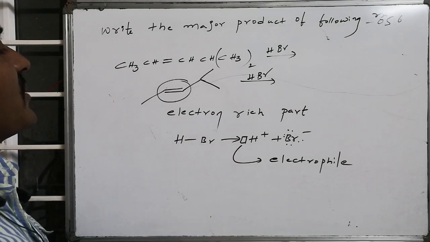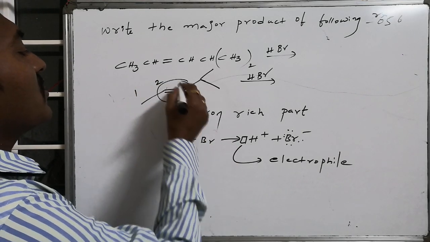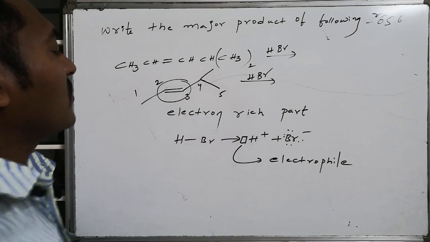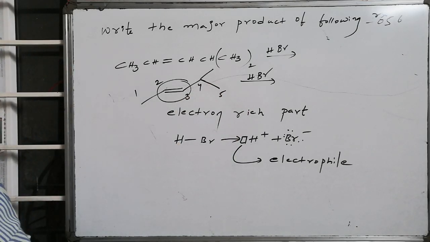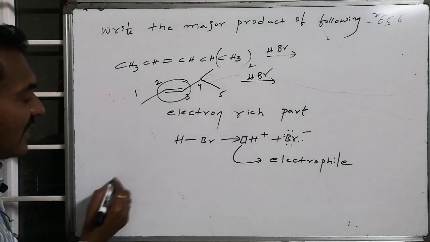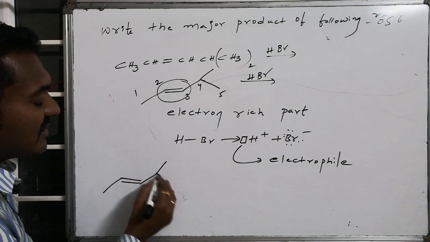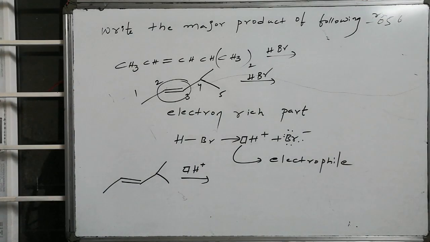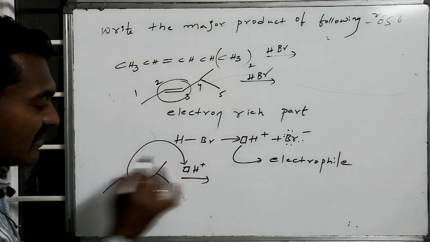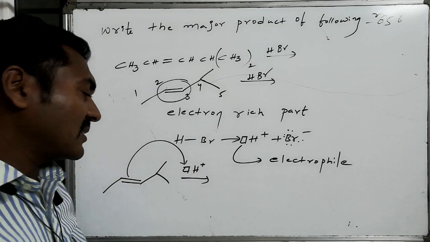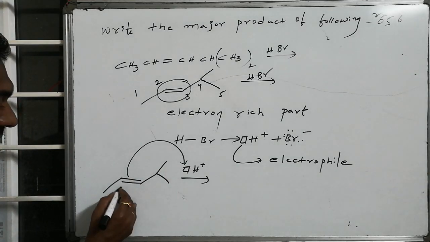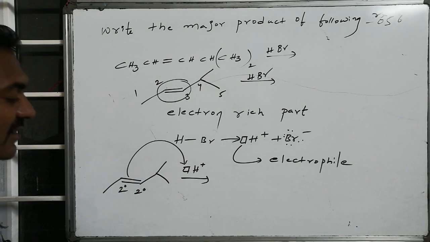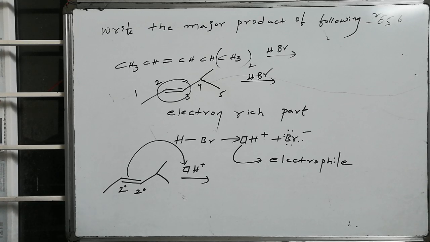If you name the compound 1, 2, 3, 4, 5, the name is 4-methyl pent-2-ene. Our electrophile H plus will initiate the reaction. When H plus comes nearer to the alkene system, the pi bond electron density is donated towards the vacant orbital present on the H plus. Now there are two chances. This is a secondary carbon, this is also a secondary carbon. Out of these two secondary carbons, whichever gives the more stable carbocation, that carbocation formation generally takes place.